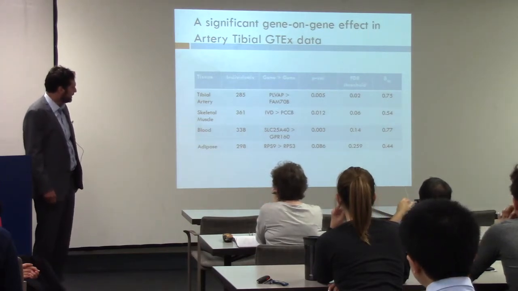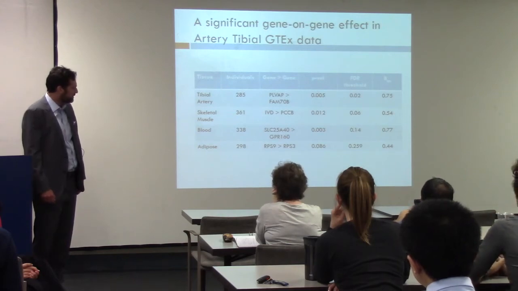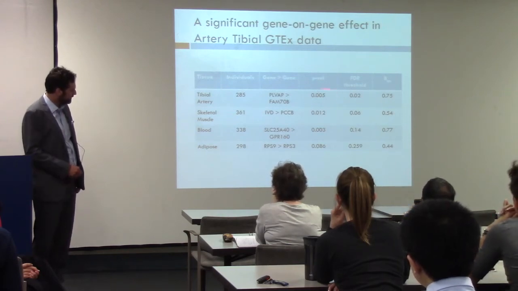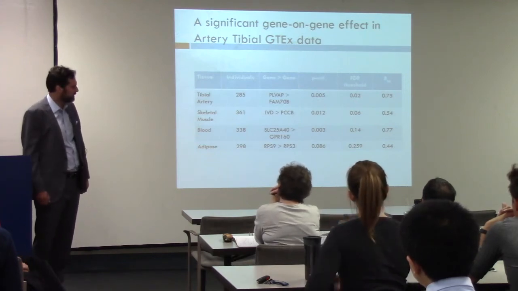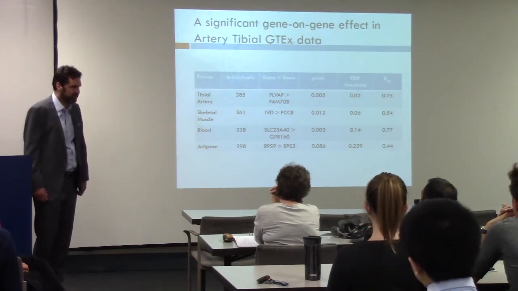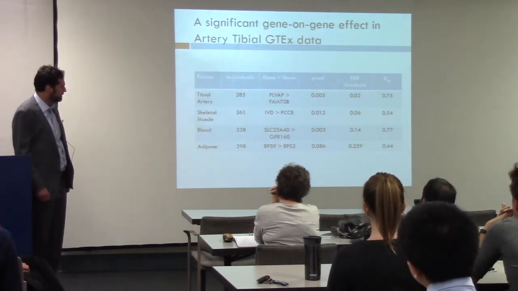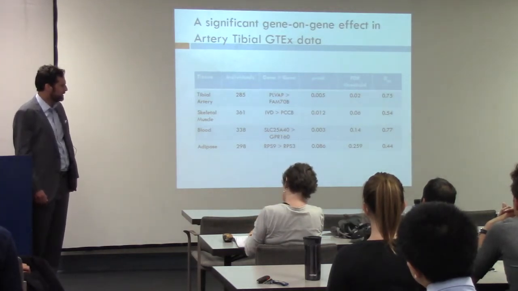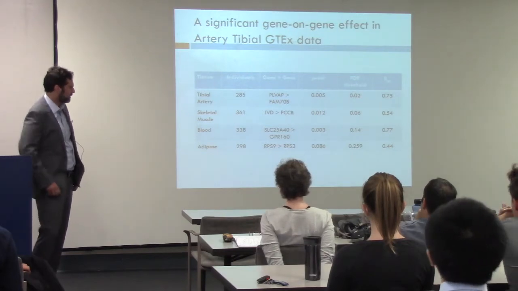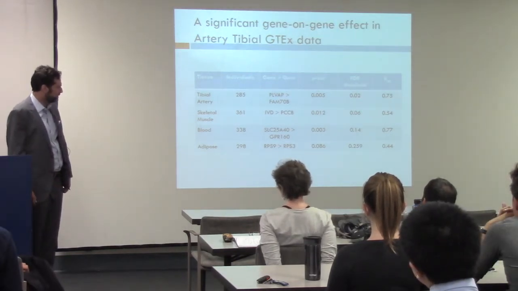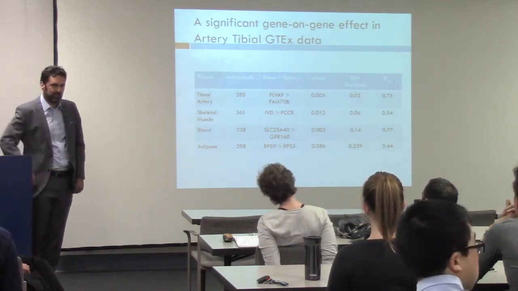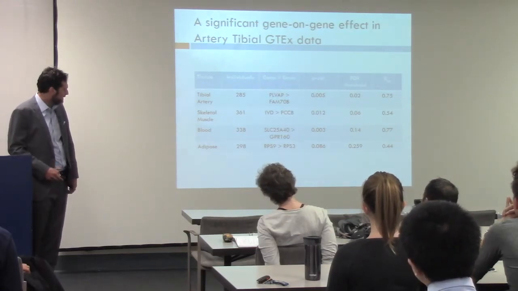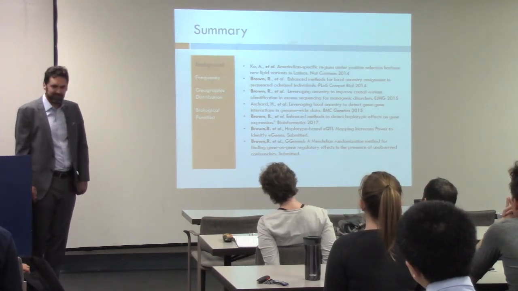If we look at tibial artery, we do find one gene pair where there's a significant gene-on-gene effect. It has a p-value of 0.05 before we do any correction. And this gene is significant when we control the FDR at a 0.05 rate, and it would still be significant if we were controlling FDR at a 0.02 level. When we look at skeletal muscle, we find one p-value which is marginally significant, but it just barely doesn't pass the FDR control of 0.05. For blood and adipose, we don't observe any gene pairs that pass the FDR control. And that brings me to the end of the work that I've done for my dissertation.